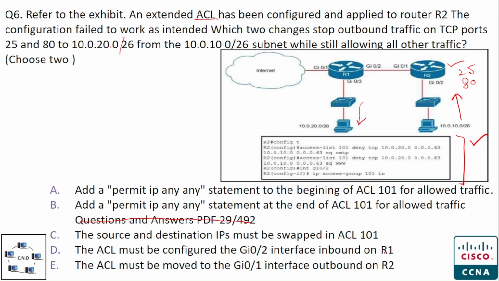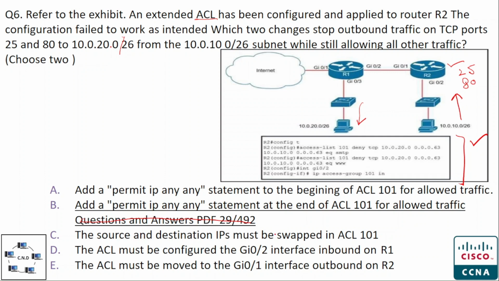And the correct options are, the first correct option is to add a permit IP any statement at the end of ACL 101 for allowed traffic. So we want to deny or drop only traffic to port 25 and 80 while allowing the rest of the traffic. So you must add this statement at the end of these two statements to allow other types of traffic besides that destined for port 25 and port 80.